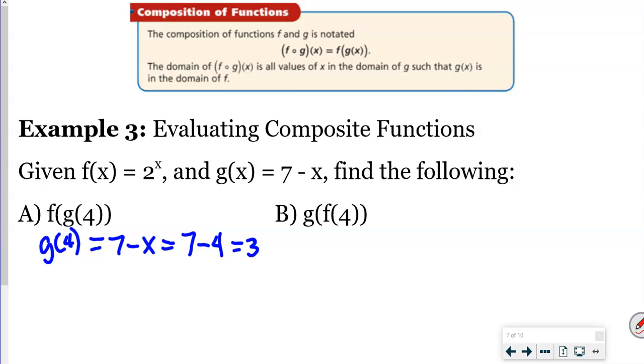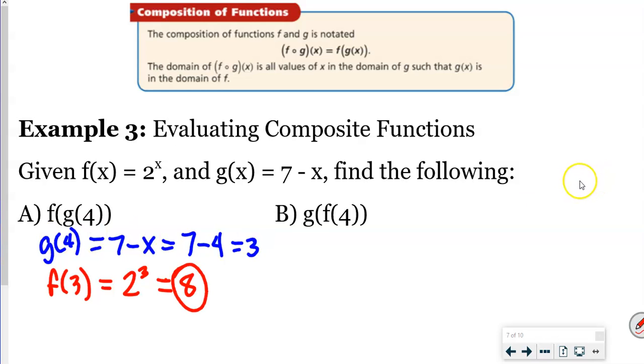Now what do you think we're going to do with that 3? Yes, we're going to put it in our f of x function, because that's our outside one. So we're going to do f of 3. So that's going to be equal to 2 to the third. And 2 times 2 is 4 times another 2 is 8. So that's our answer. Okay?